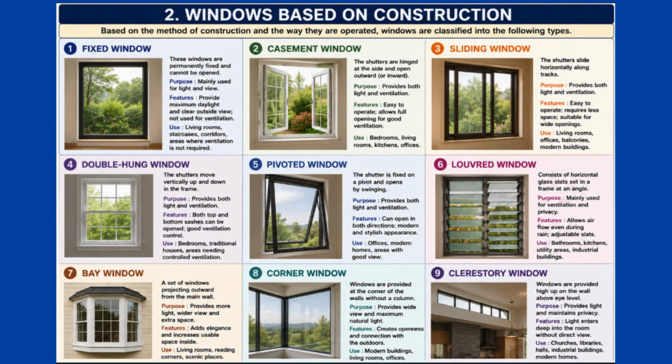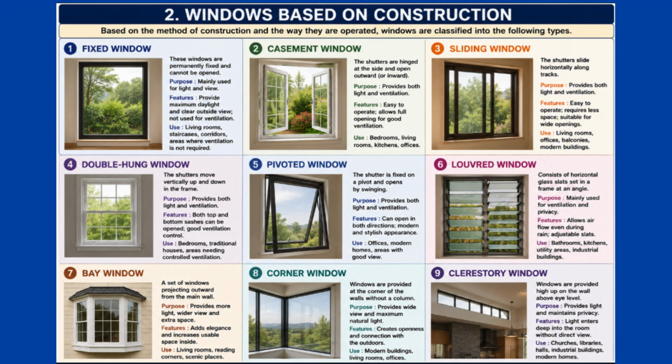5. Pivoted window. A pivoted window is supported on a central pivot or hinge. The shutter rotates around this pivot. Features: can rotate in both directions. Provides good ventilation. Has a modern appearance. Easy to clean because it can rotate. Uses: offices, modern homes, commercial buildings. Main purpose: light, ventilation, and modern design.